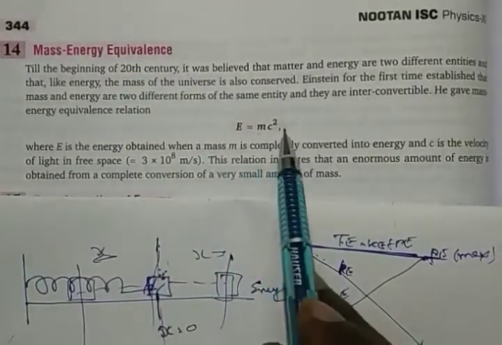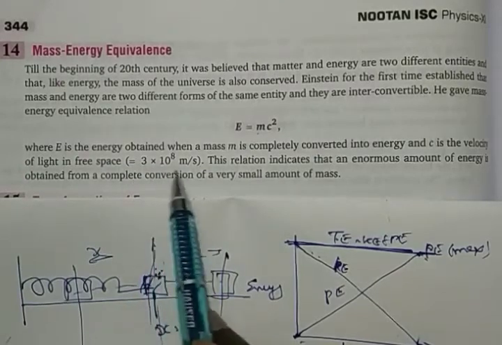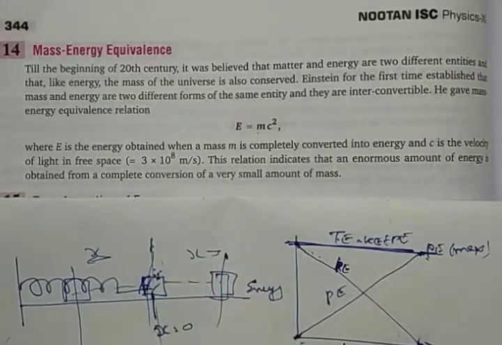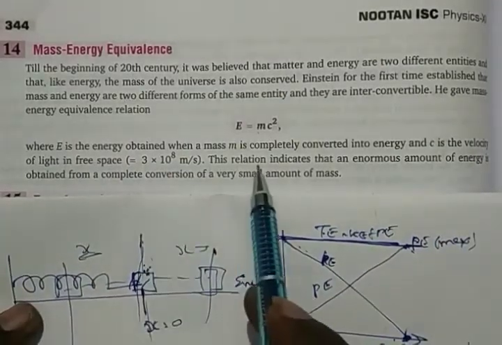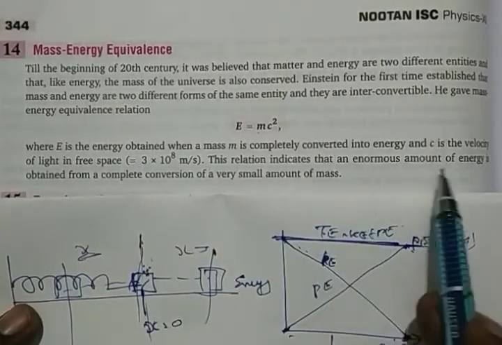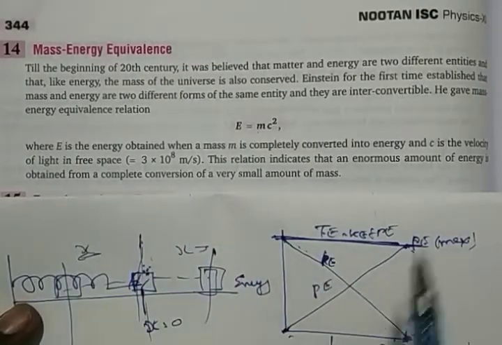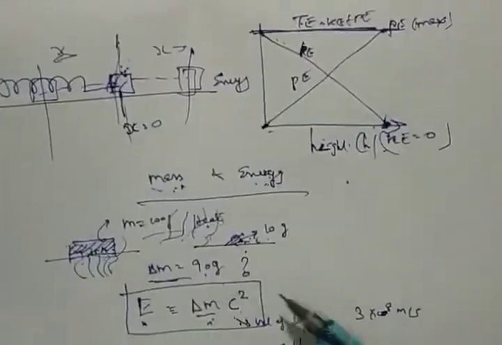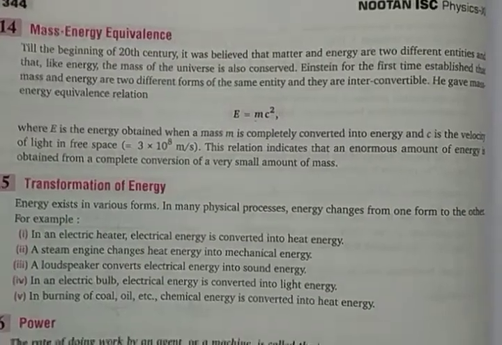E is equal to mc square, where c is the speed of light in vacuum. Now an enormous amount of energy is obtained. The relation indicates that an enormous amount of energy is obtained by the complete conversion of a very small amount of mass. A small amount of mass, 90 grams, is giving such a great amount of joules of energy. Look at this one. It is quite a big thing.